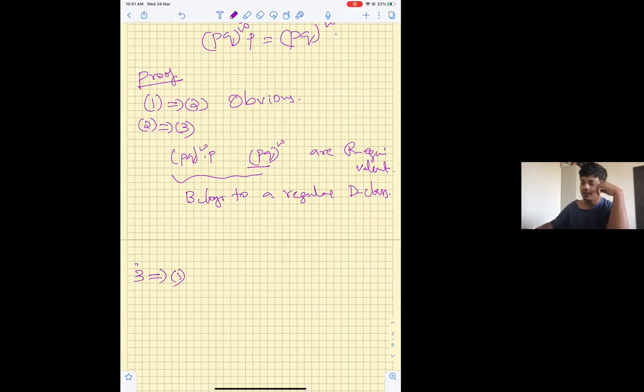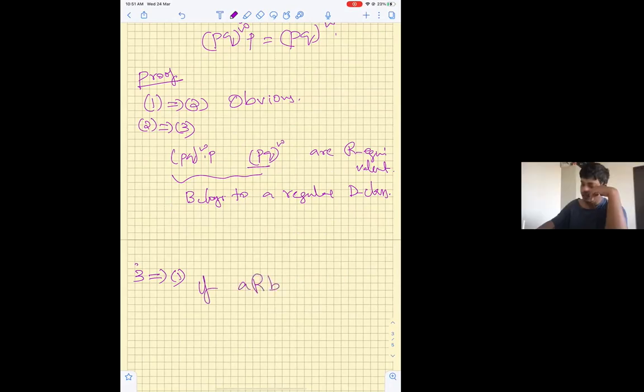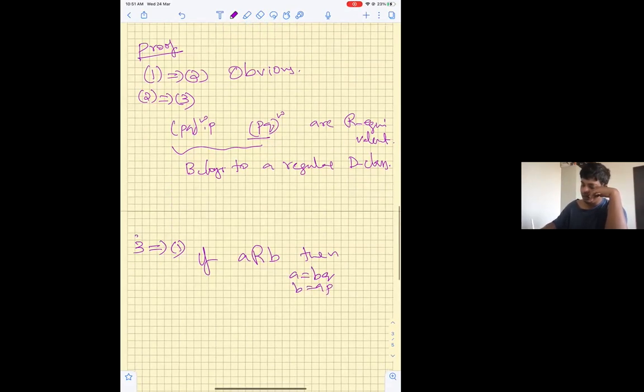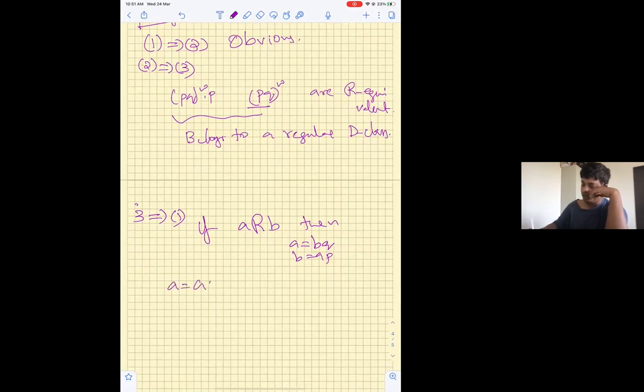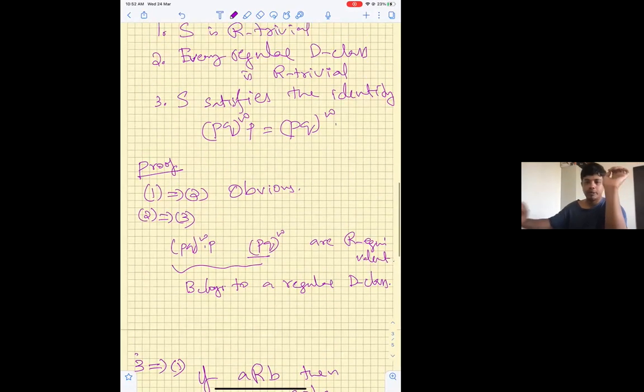And from 3 to 1, this is the part that you showed before. Yes, this is a fact we showed. If A R B, then A is equal to BQ and B is equal to AP, and A is equal to A times PQ power omega, which is equal to A times PQ power omega times P, which is equal to B, since PQ power omega P is equal to PQ power omega. And so we have the theorem which says that R trivial monoids are characterized by this identity.